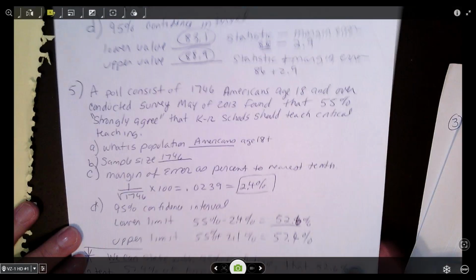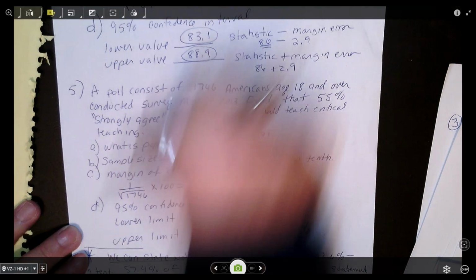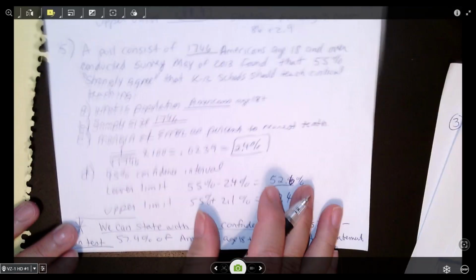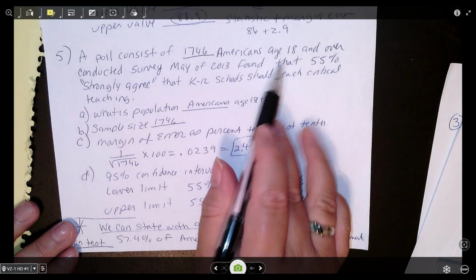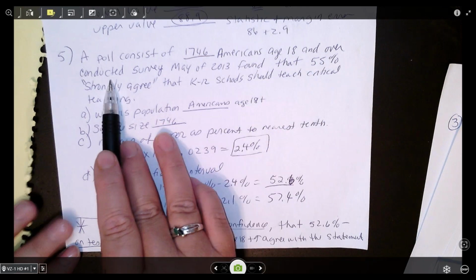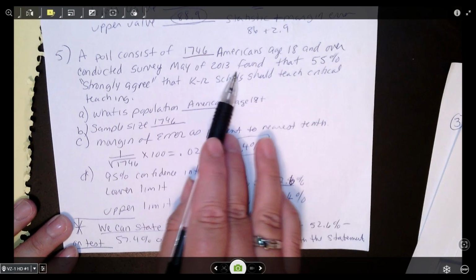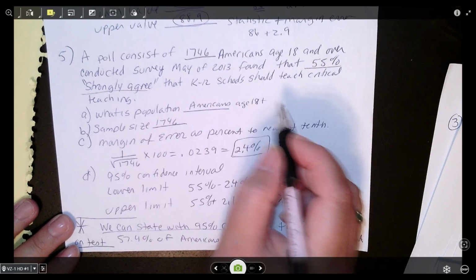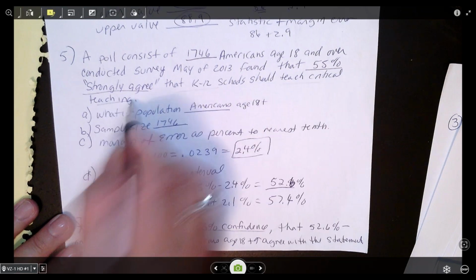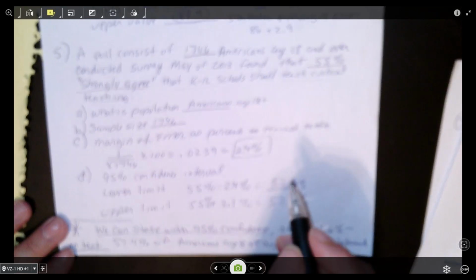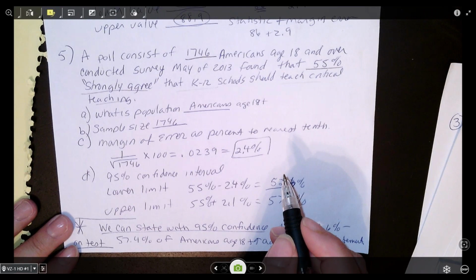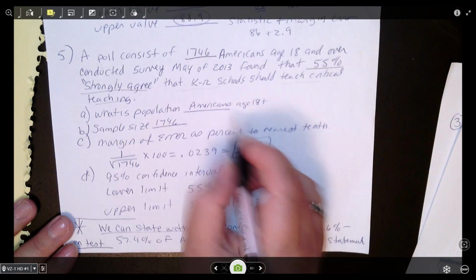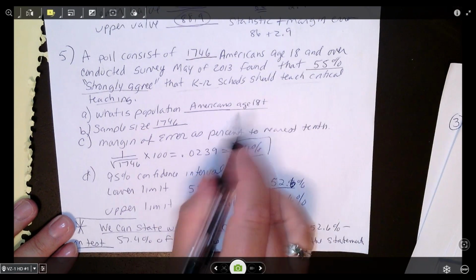Okay, let's try 5. Go down to 5. A poll consists of 1,746 Americans, age 18 and over, conducted a survey in May of 2013, found that 55% strongly agree that schools should teach critical thinking. What is the population? I actually filled them in because I thought we would run out of time. Americans age 18 and over.